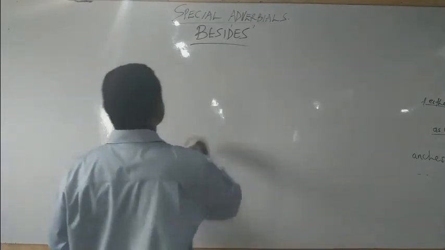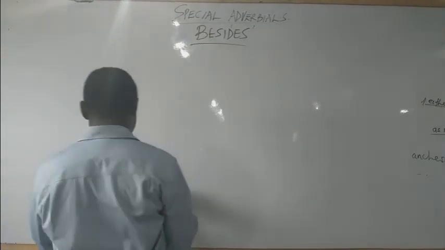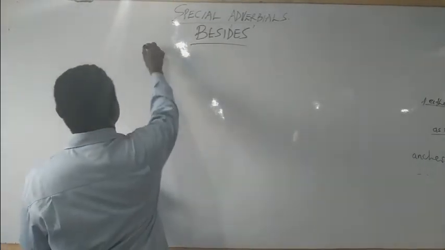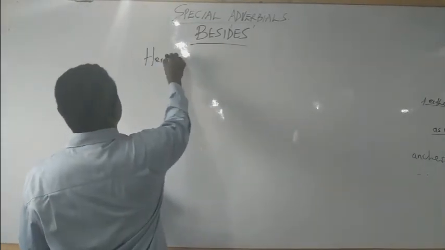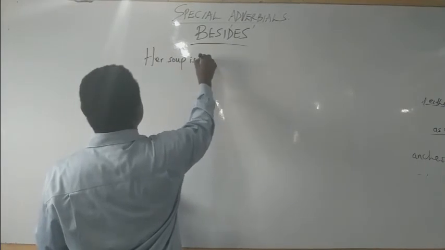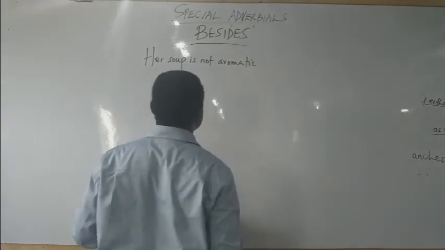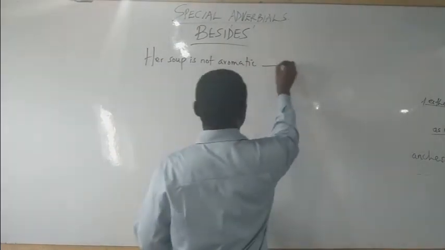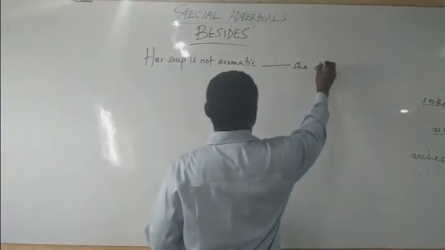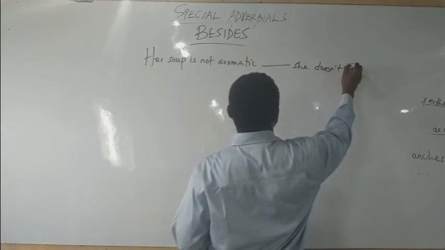Let's see. You have: her soup is not aromatic. Her soup is not aromatic. Dash. She doesn't know how to cook.